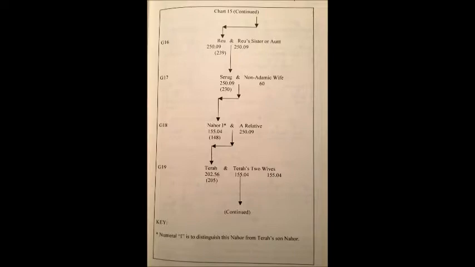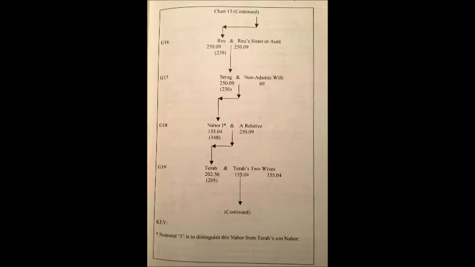The second page begins with Reu, who was the son of Peleg. And Reu lived 239 years, and his life potential calculated to 250 years, and he must have married his sister or aunt, who had a similar potential lifespan. They had a son, Serug, who lived 230 years and would have had a potential lifespan of 250 years. And he must have married into the pure pre-Adamic race of about 60-year potential lifespan.